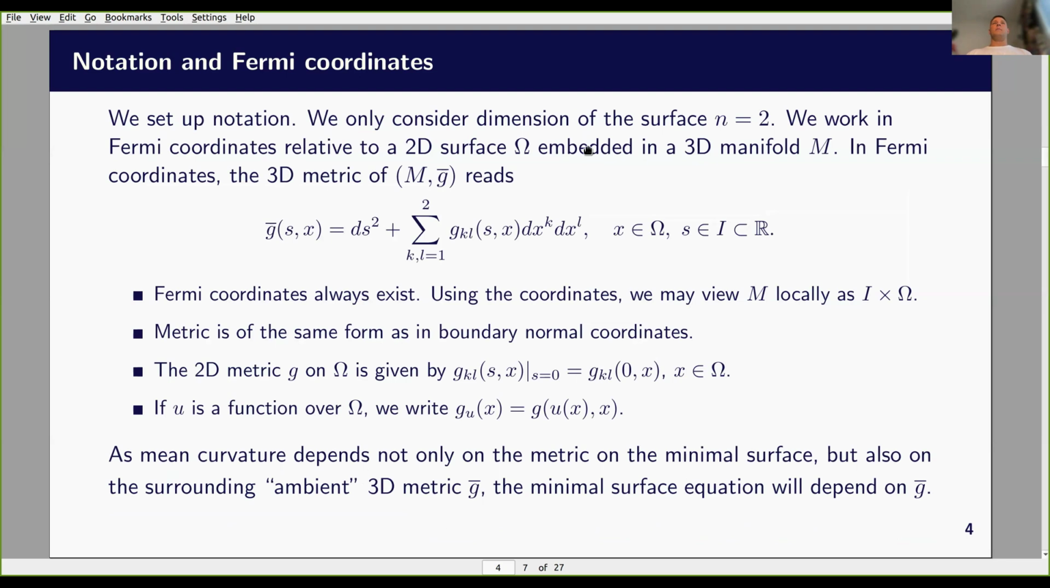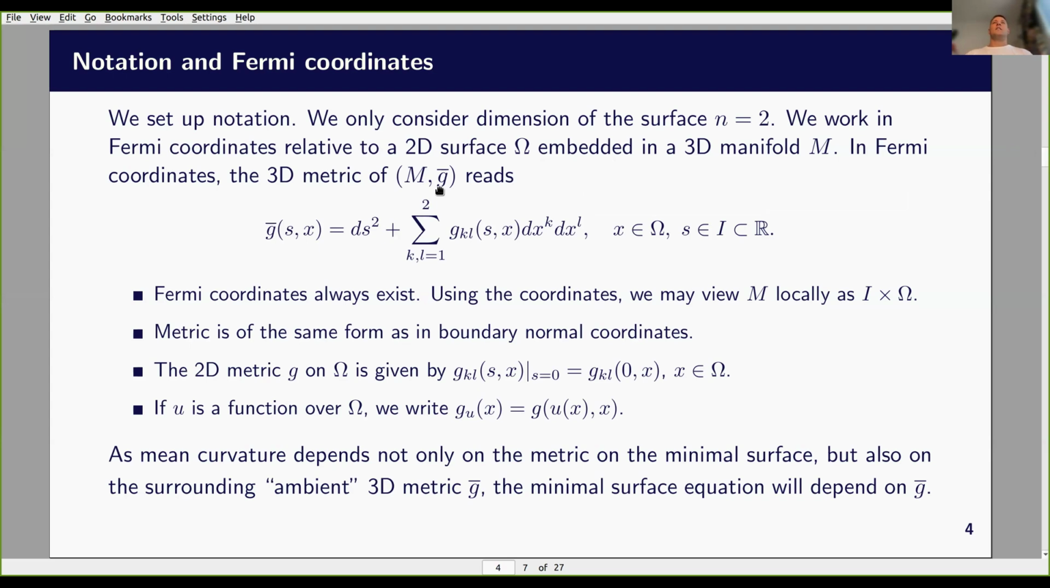Okay, then we go a little bit deeper into the business. And for that, I need to set up notation and also define coordinates where to work, a convenient set of coordinates. So from now on, I will only consider the case where the dimension of the surface n is 2. And I will work in Fermi coordinates relative to a two-dimensional surface here, omega, which is embedded in a three-dimensional manifold M. So throughout the talk, the three-dimensional manifold where things will be embedded will be M, and the metric on it will be G bar.